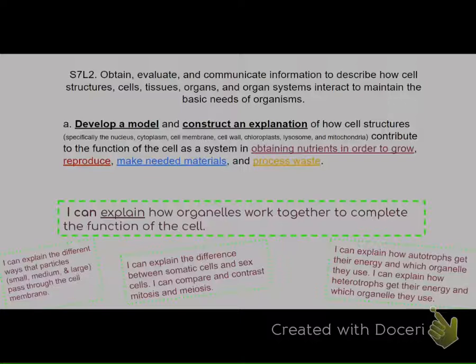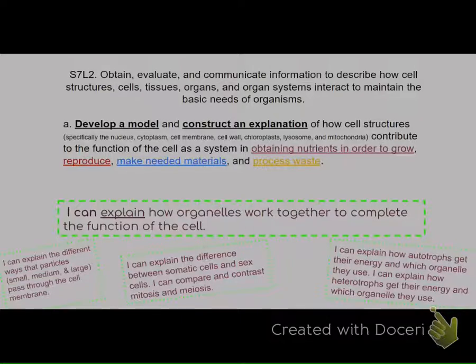And today, specifically, we're going to be looking at the I can statement at the bottom left down there. It says, I can explain the different ways that particles, whether they're really tiny, medium, or large, pass through the cell membrane. And for each of those sizes, there are other things that affect how they go through the membrane, but we're just going to focus on size. You could talk about polar or non-polar, but because we're just doing a survey, an overview of it, we're just going to talk about different sizes.